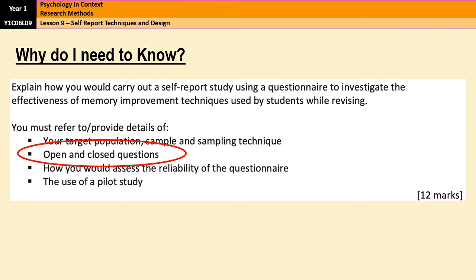You might actually need to go into a little bit more detail and say, well, in my self-report study, I would ask my participants their opinions on XYZ using a 5-point Likert scale. Okay, so it just gives you the option to go into a little bit more detail if you know what the options are for writing a closed question.